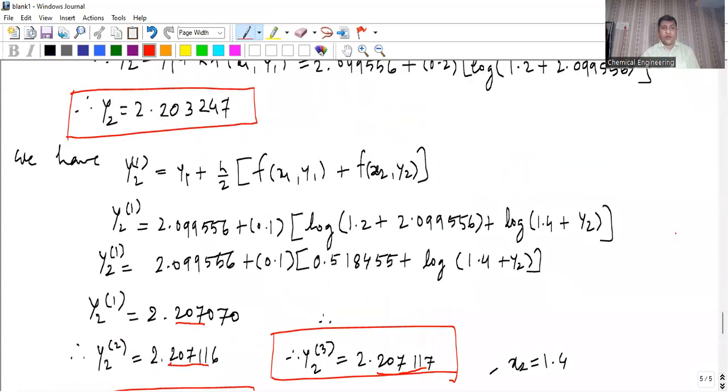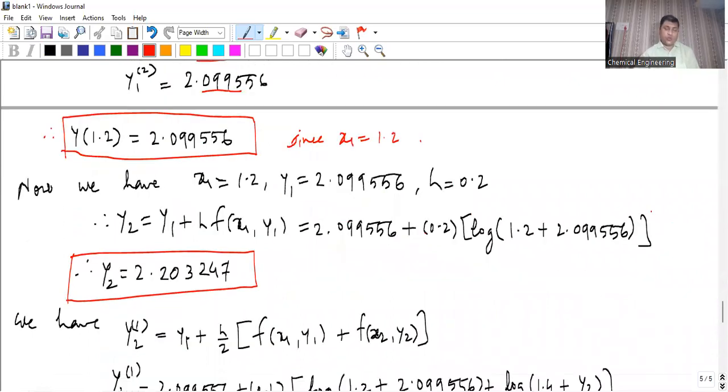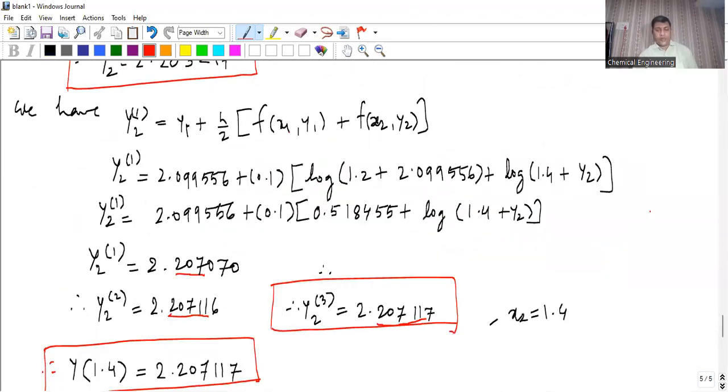Okay. So here we got for x1 as 1.2 and for x2 as 1.4. So we calculated y1 for x1 and y2 for x2. Okay, so this way we are able to use Euler's modified method for 2 steps. Okay, so in the previous examples we have considered 1 step. In this example we consider 2 steps.